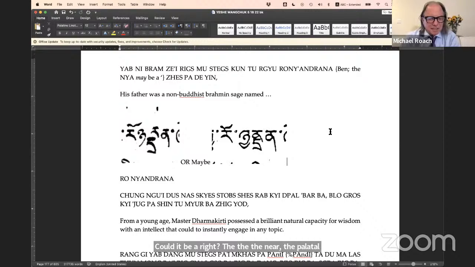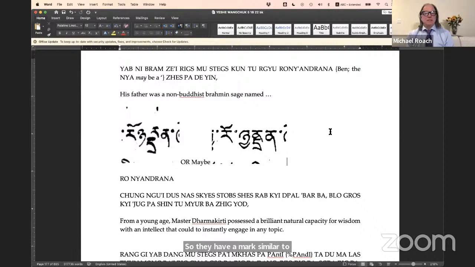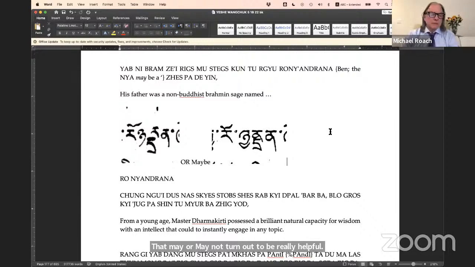I personally sense that it might be the illusion. So they have a mark similar to a nya. Actually, it's slightly different. It has crooked pieces on it, and it means we dropped an A here. So when you go trying to find it, just be aware you might be looking for something like Roendrana. That may or may not turn out to be really helpful, but it definitely gives me more fuel to go digging. By the way, there is a famous city of Udayana, which was called Raudrana.